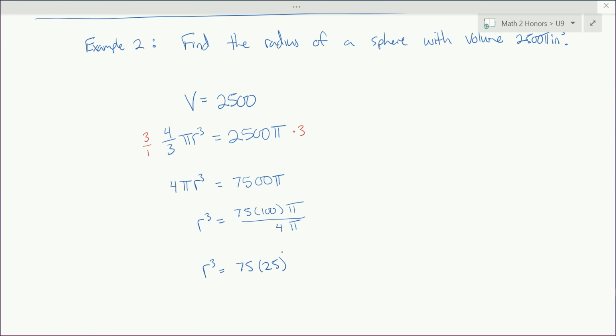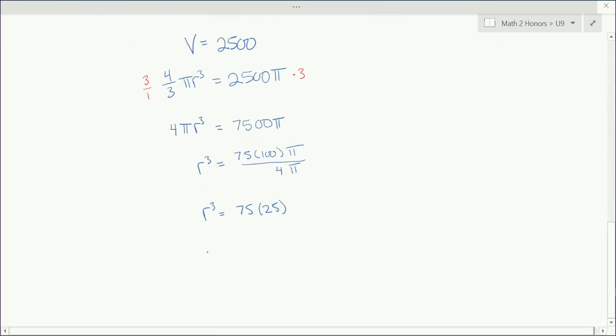What would you do next? Take the cube root. Would you multiply the 75 and 25? Why not, right? Because when you take the cube root of something, you actually want to break things down. And so r is going to be the cube root of 75 times 25. And we haven't done cube roots since unit 1. It's been a while, but it's like square roots. So you break the numbers down and simplify, right?